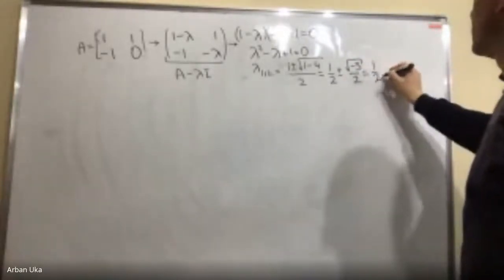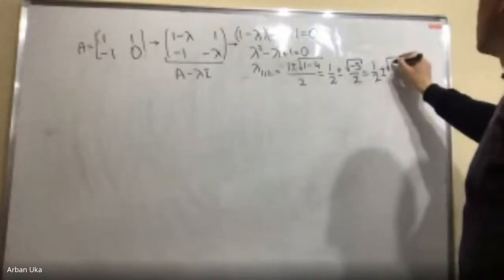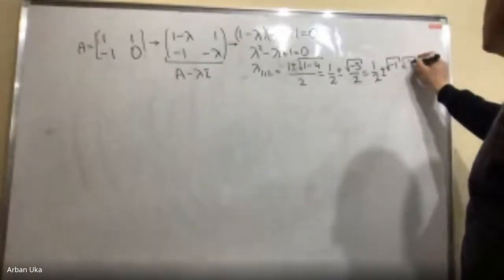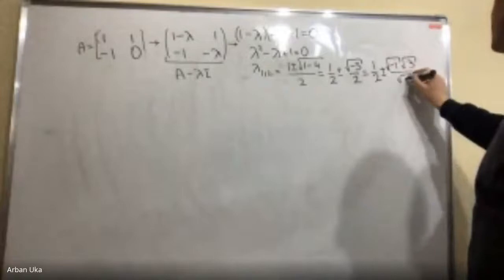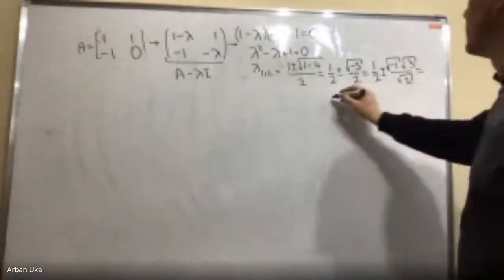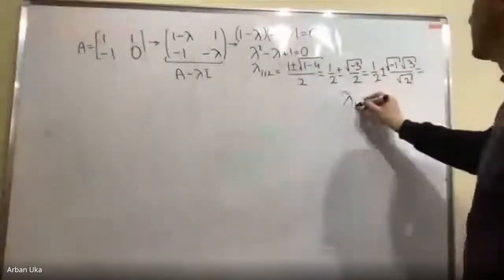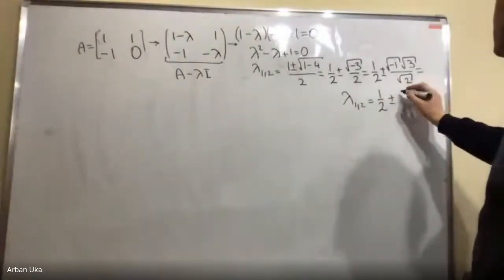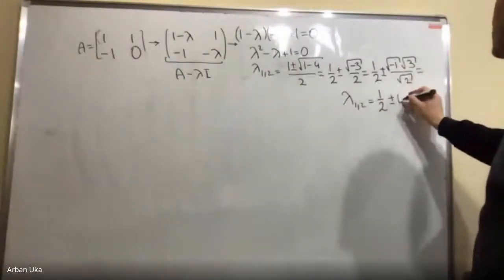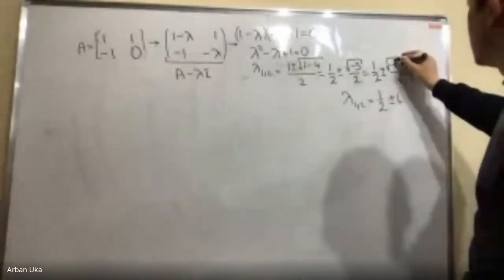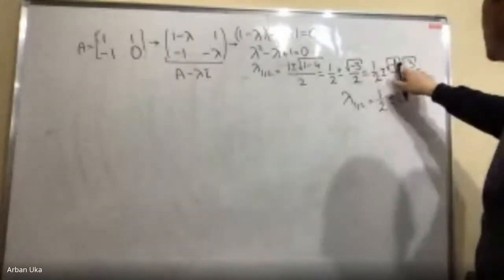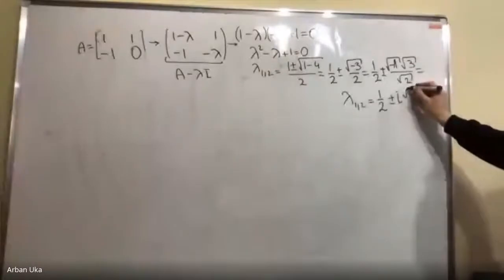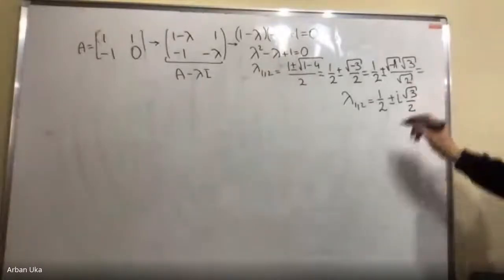This is 1 over 2 plus minus the square root of minus 1, the square root of 3 divided by 2. So finally, we say that lambda 1, 2 is equal to 1 over 2 plus minus the square root of minus 1. This is minus 1 because minus 1 times 3 is minus 3. This is i square root of 3 over 2.